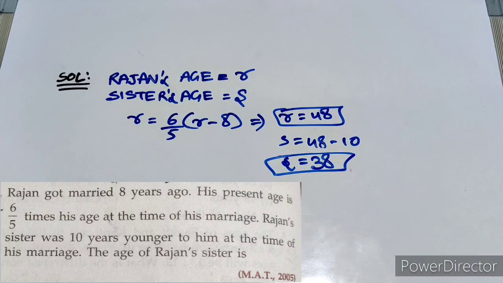So it is an easy question, but generally people give more time on the second last line because they think that 10 years younger at the time of marriage and now what will be the age.